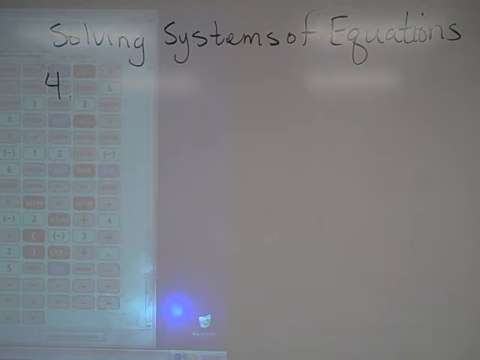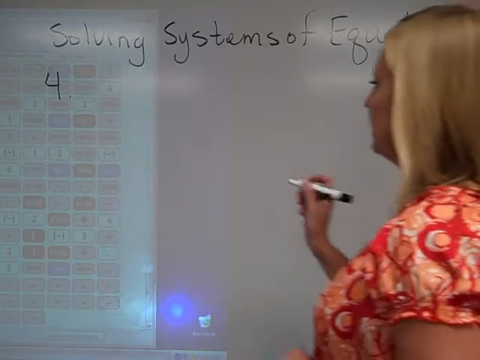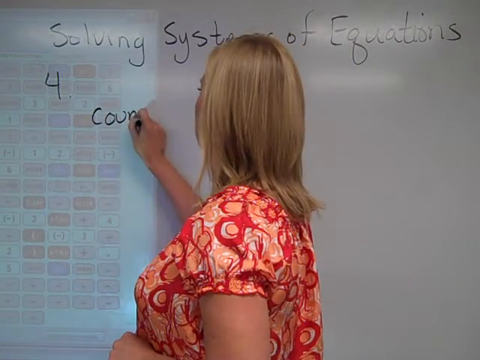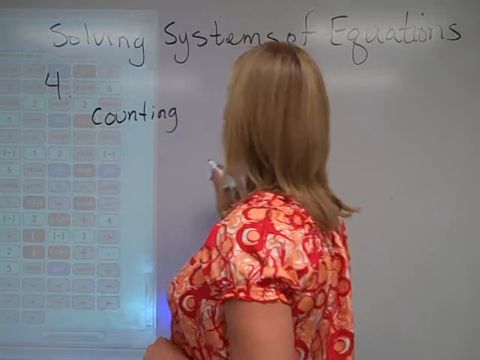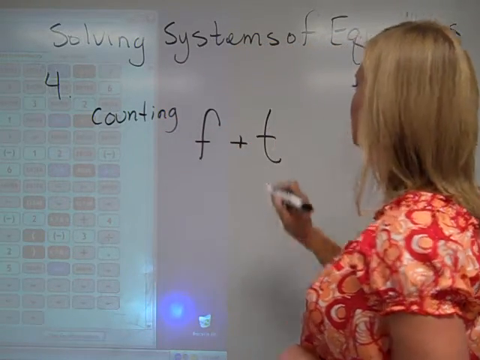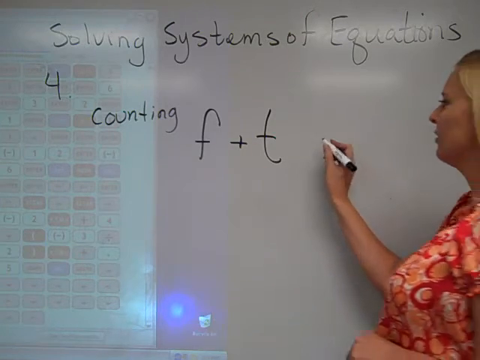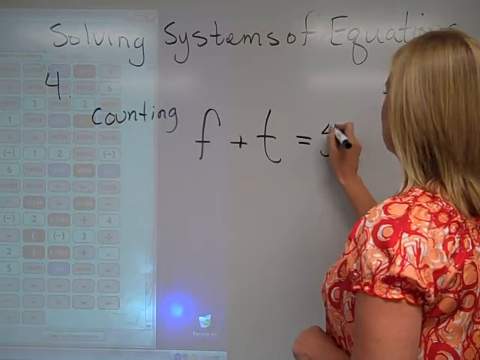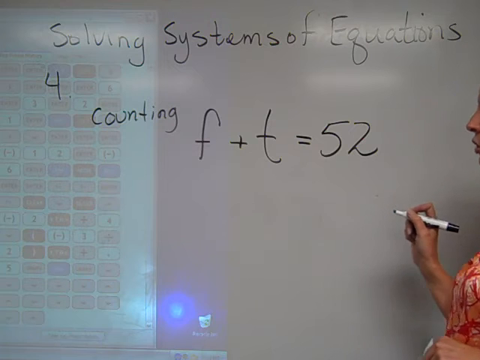Airline fares for a flight from Dallas to Austin are $30 for first class and $25 for tourist class. If a flight has 52 passengers who paid a total of $1,360, how many first class passengers were on the trip? So first, let's have a counting equation. We have first class and we have tourist passengers. All together, the first class and tourist passengers add up to 52 passengers total.